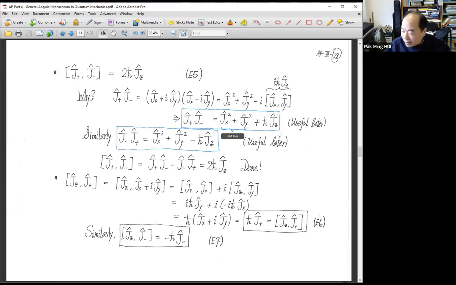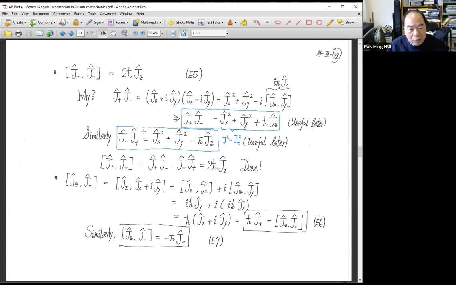Notice that this thing is actually J squared minus Jz squared as well, right? Because J squared is defined by Jx squared plus Jy squared plus Jz squared. So the first two terms can be turned into J squared minus Jz squared. That will be a very useful relationship.